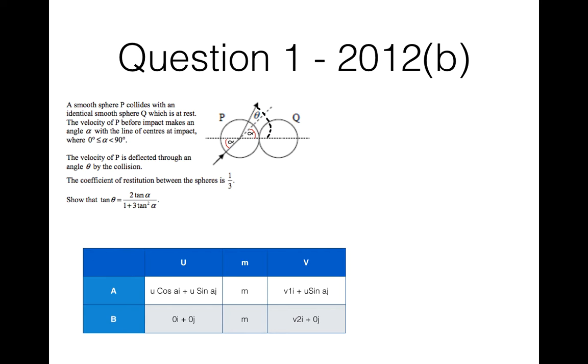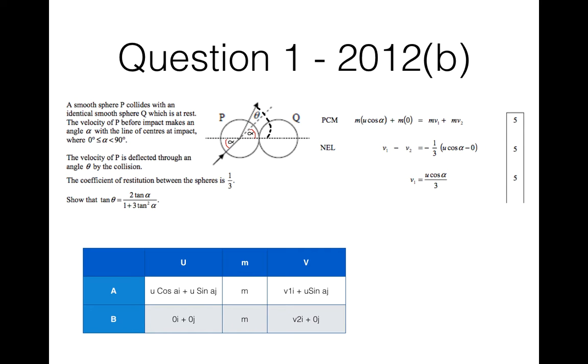Second column, the masses are the same. In the third column, we know that the i's change and the j's stay the same, so instead of u cos alpha, I'll have v1, and u sin alpha will stay the same. And then the one below, instead of 0i, we have v2 i, and the 0j stays the same. So then we apply our formula, Newton's elastic law, and the principle of conservation of momentum, put in the i components, and solve the simultaneous equations. It gives us v1 is equal to u cos alpha over 3.